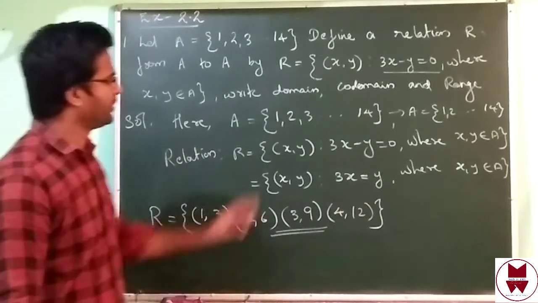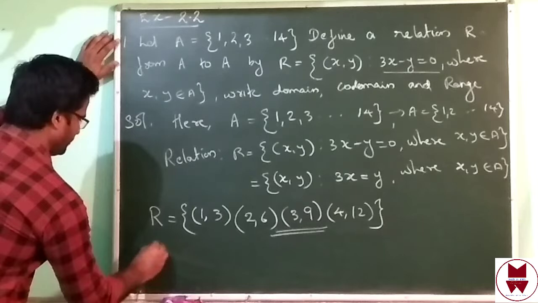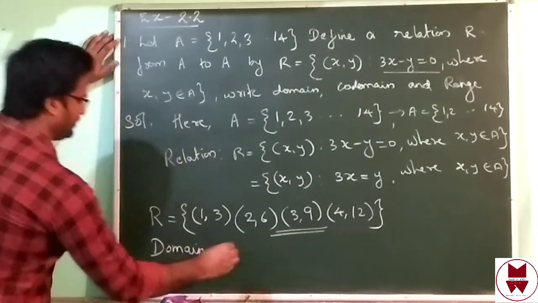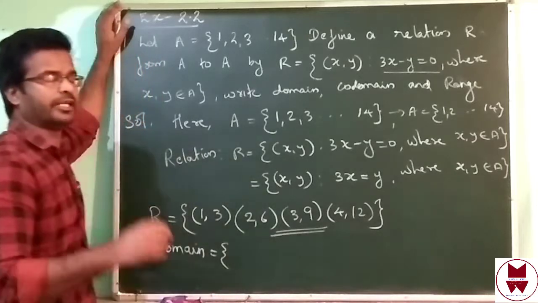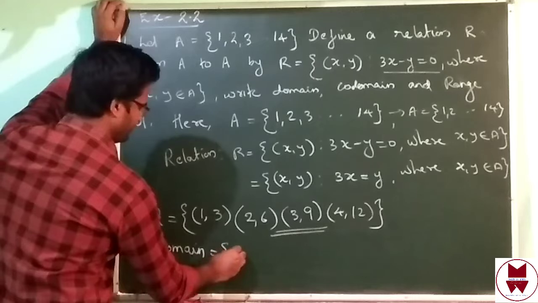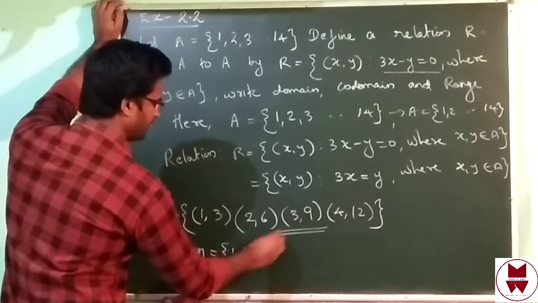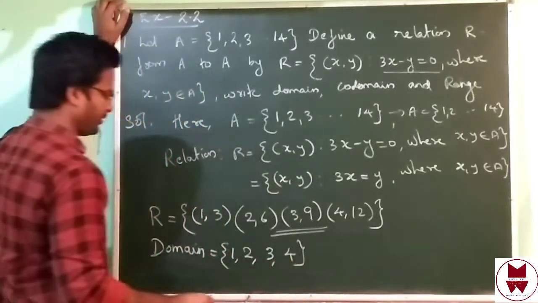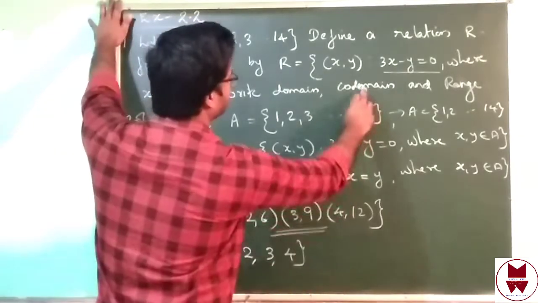Then what is our question? We have to find out the domain. Domain equal to the set. What is the domain? We will write all the first elements of the ordered pairs. Here the first element is 1, here 2, here 3, here 4. This is our domain.